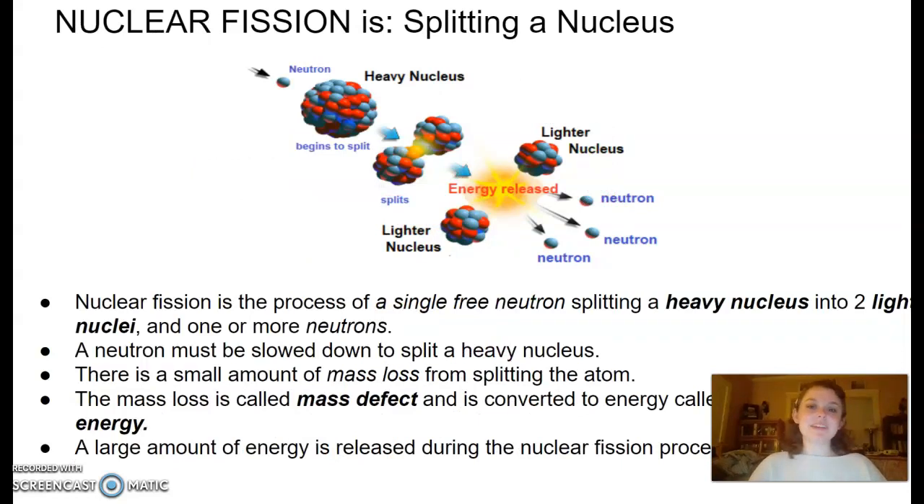Nuclear fission is splitting a nucleus. Nuclear fission is the process of a single free neutron splitting a heavy nucleus into two lighter nuclei and one or more neutrons. A neutron must be slowed down to split a heavy nucleus. There is a small amount of mass loss from splitting the atom. The mass loss is called mass defect and is converted to energy called nuclear binding energy. A large amount of energy is released during the nuclear fission process.